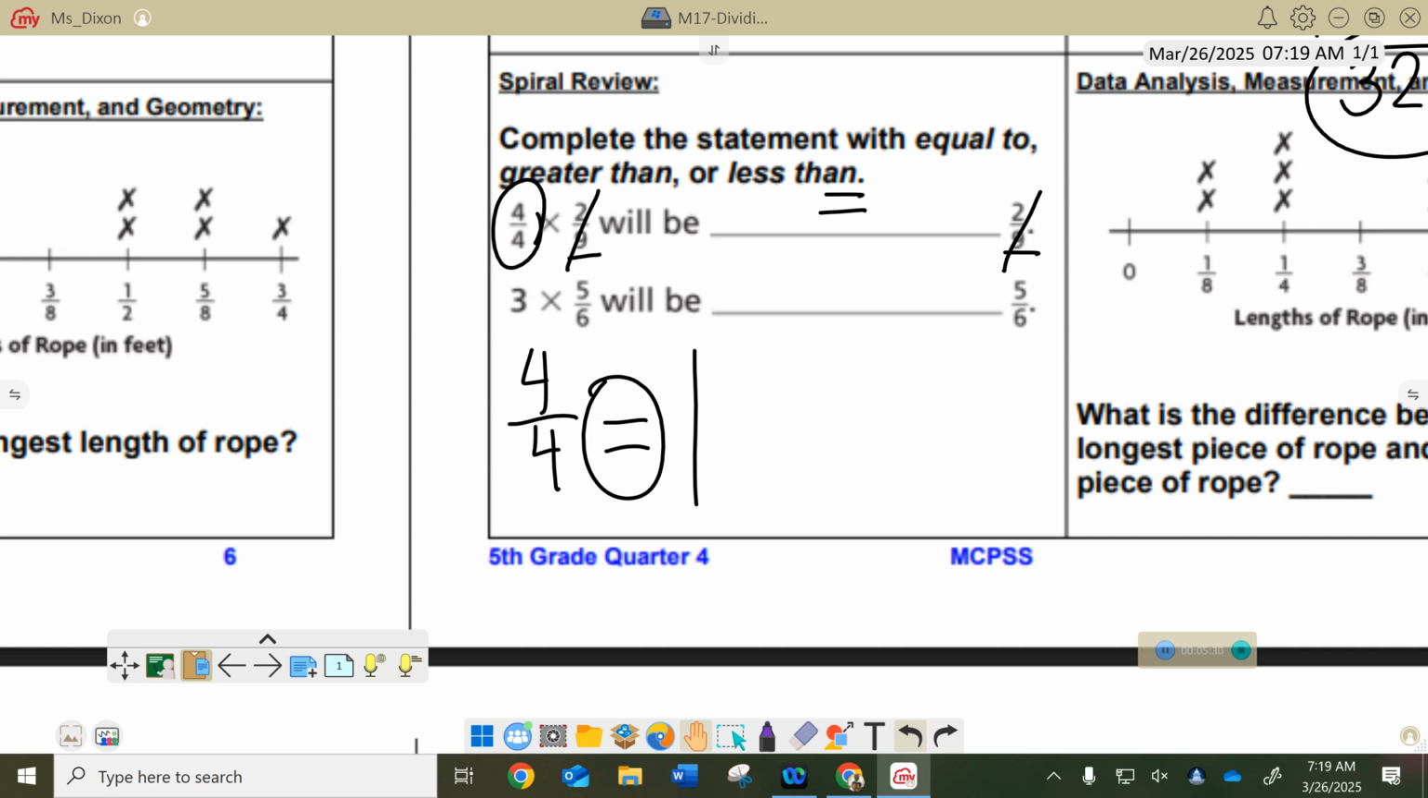Looking at our second one, we have 3 times 5/6. 5/6 is what's repeated, so we ignore that one. 3 becomes our comparable factor to 1. 3 is greater than 1. So 3 times 5/6 will be greater than 5/6.